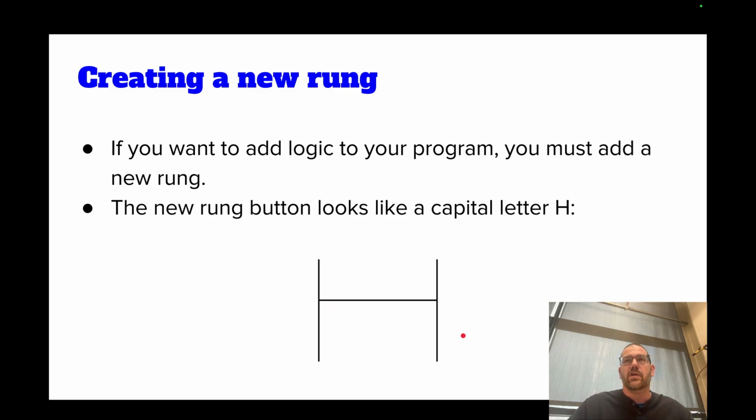So the first thing you'll need to do if you want to add some new chunk of code, that code comes in rungs. And so there'll be a button on your screen that looks like an H. This is supposed to be the power rail, the ground rail, and then an empty rung. And so if you push that button, it should add, and I'll do a quick demo of this in a little bit, a rung to your logic.